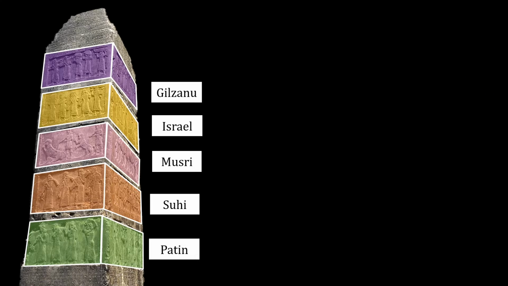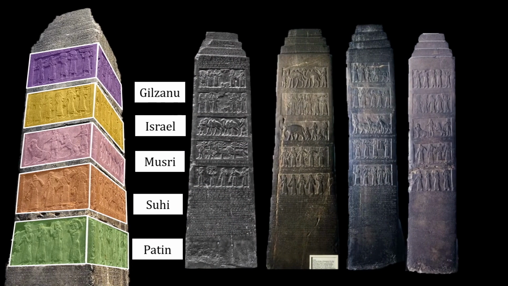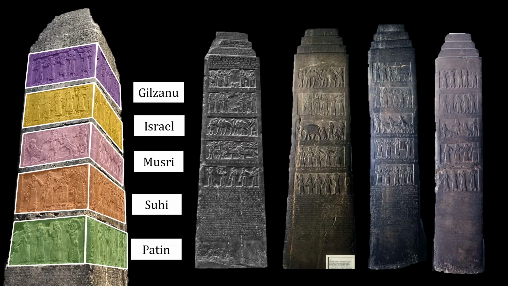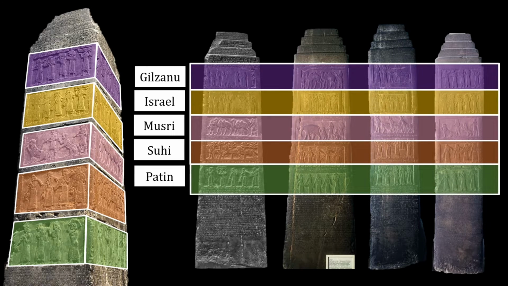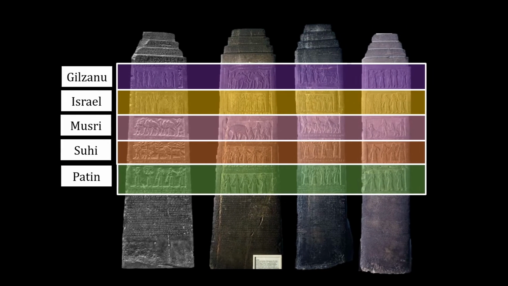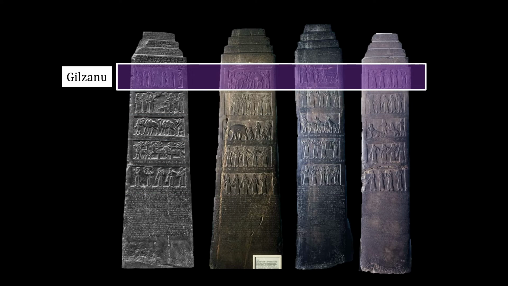Okay, let's now talk about the 4 sides of the Black Obelisk. And as I've just said, the first row of images are about the nation of Gilzanu, the next row is about Israel, and so on. Now, before we get into Israel, because that's the whole reason why we're here, let's first go through Gilzanu's images, just to give us some context. So each of these panels here details the tribute brought by the nation of Gilzanu to Assyria.